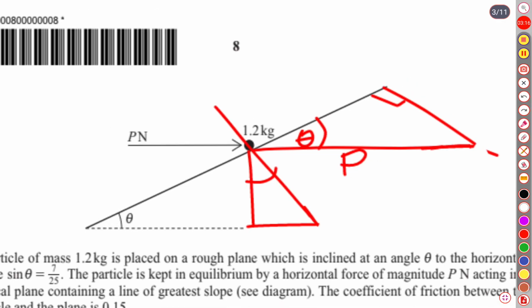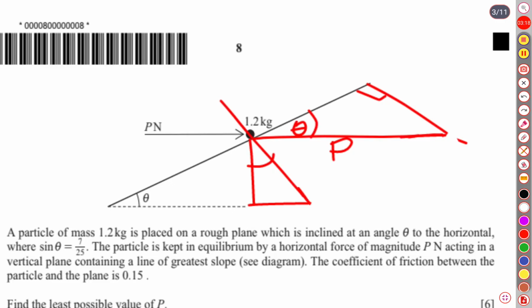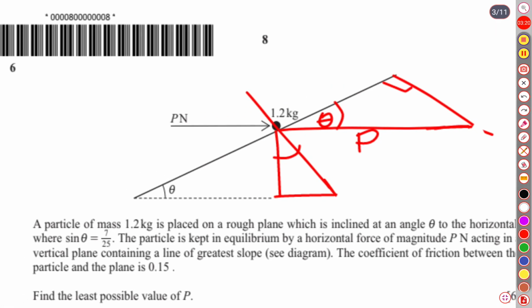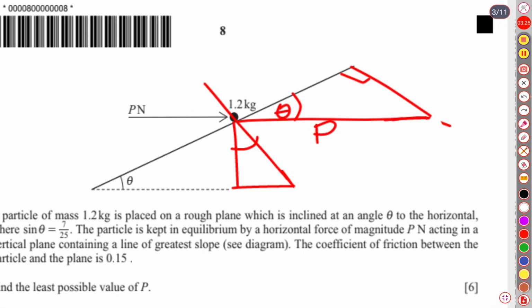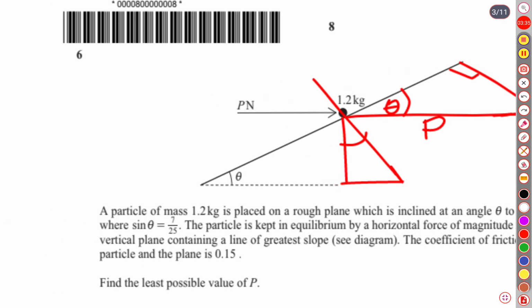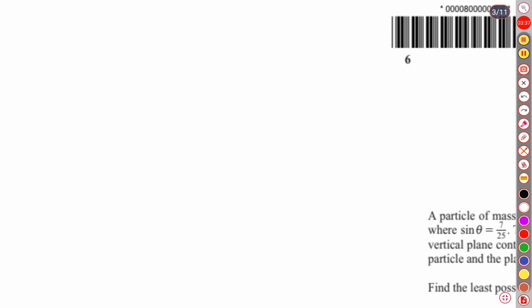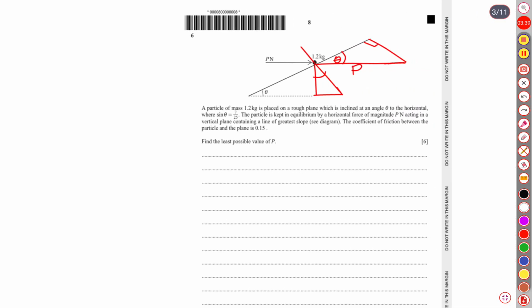Then we should not get deviated from the question that the plane is rough, on which the particle is kept in equilibrium. The plane is rough. So whenever a plane is rough, first of all we should know the normal reaction. Okay, so let us find the normal reaction. What is the normal reaction?